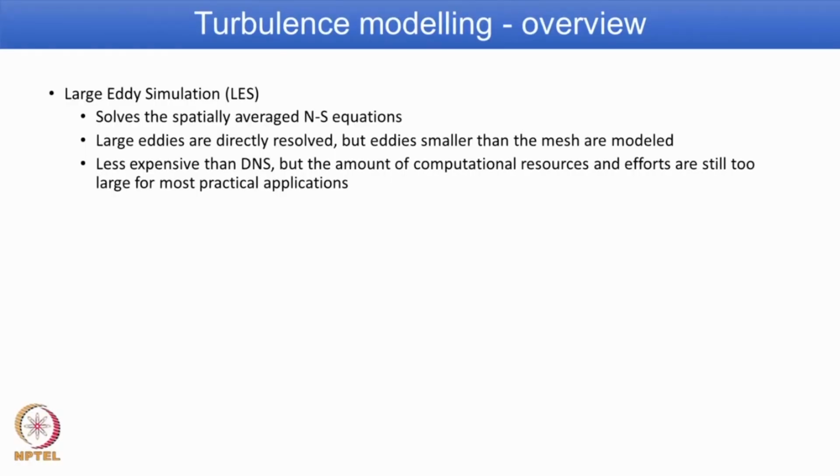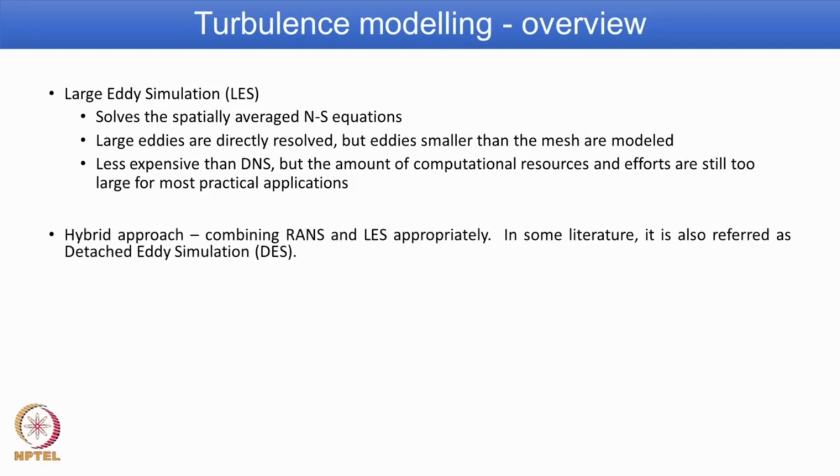The other approach is what is known as large eddy simulation. In short form, it is called LES. It solves a spatially averaged Navier-Stokes equation, where large eddies are directly resolved, but eddies smaller than the mesh that is used are modeled. It is less expensive compared to DNS, but slightly more expensive compared to RANS. The amount of computational resources and effort is still too large. Recently, there have been attempts to use LES for industrial problems as well.